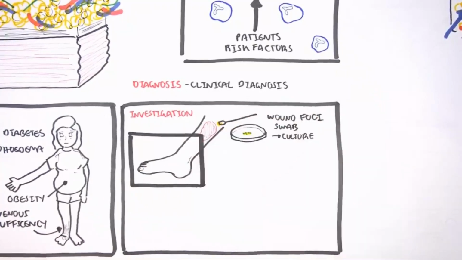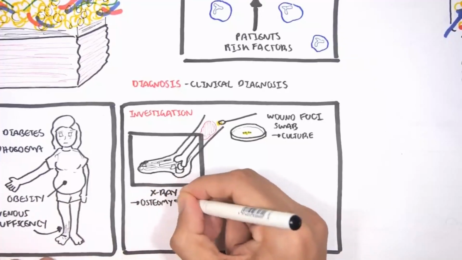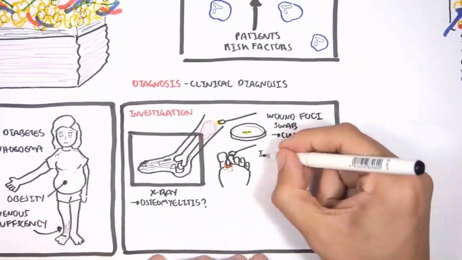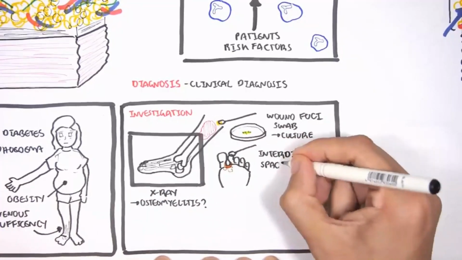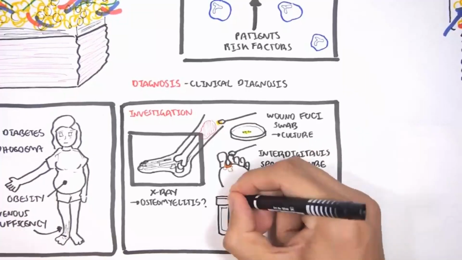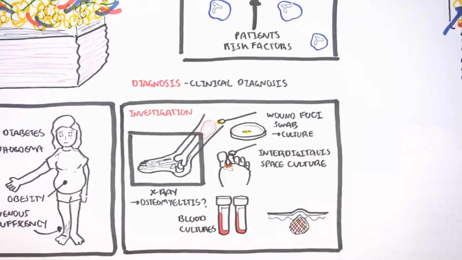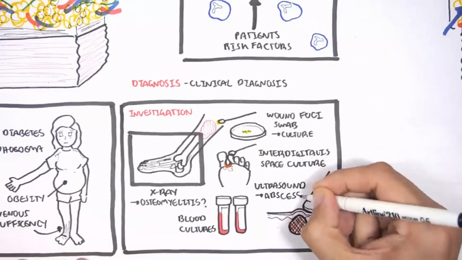An X-ray of the area of the limb can also be done if you suspect complications such as osteomyelitis. Finally, you can also culture the tinea interdigitalis, and you can also perform blood cultures if you suspect sepsis and bacteremia. Also, if you suspect the patient has an abscess, a contained infection, you can order an ultrasound.